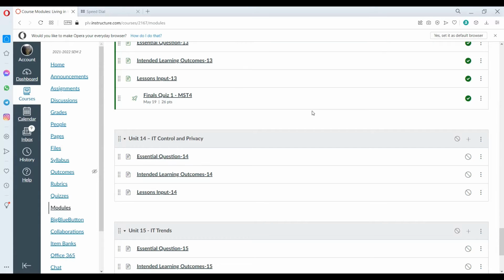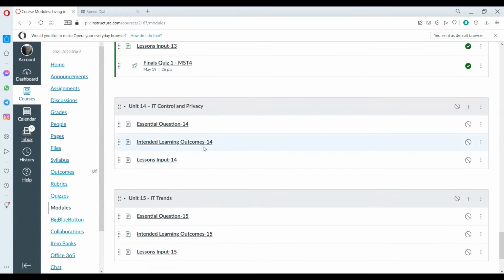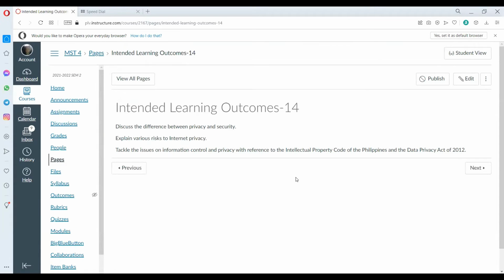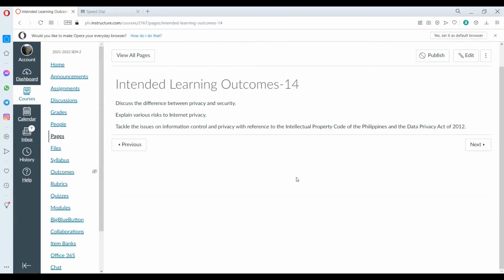For this week, we will be talking about IT control and privacy. The essential question for this lecture is: what is information control and privacy? For our intended learning outcomes, we will discuss the difference between privacy and security, explain various risks to internet privacy, and tackle the issues on information control and privacy with reference to the Intellectual Property Code of the Philippines and the Data Privacy Act of 2012.